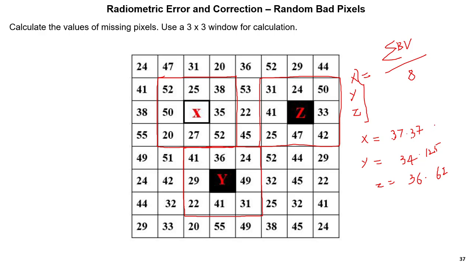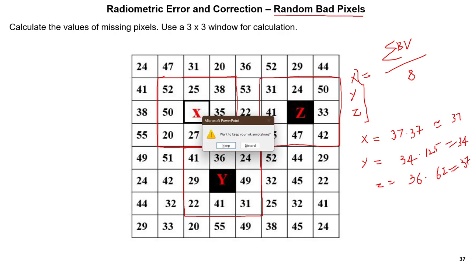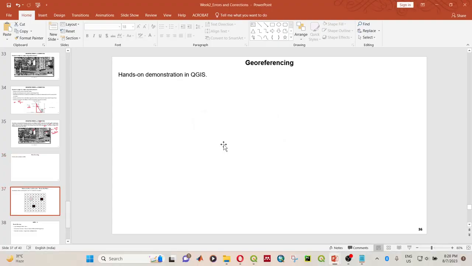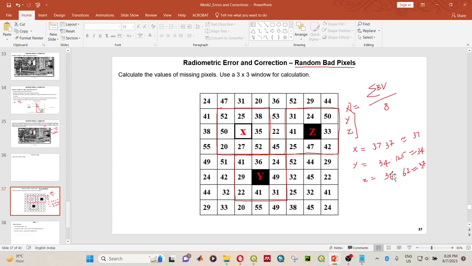So you can round it off to the nearest integer. So this will be 37, this will be 34, and this can be 37. So you can round it off to the nearest integer value. So by this we can correct the random bad pixels. Is everyone clear with this problem?